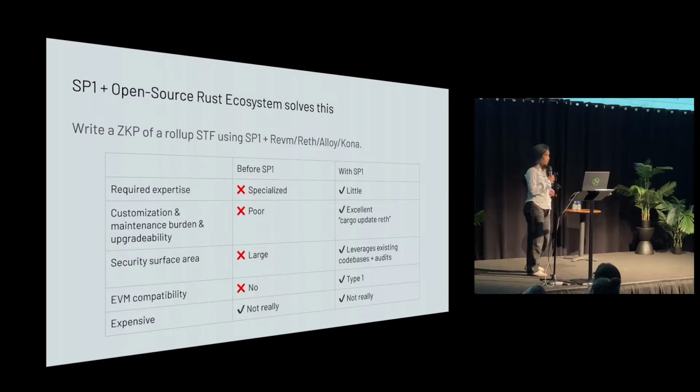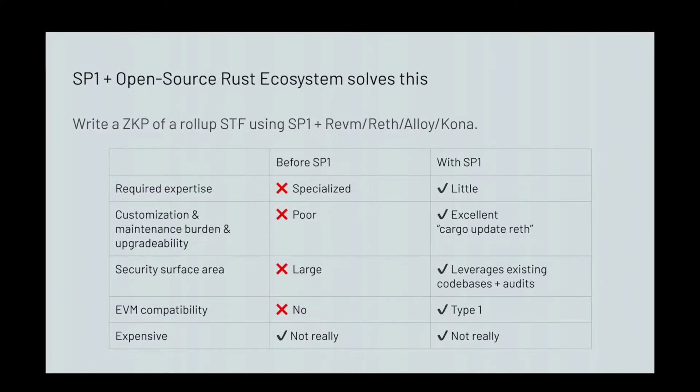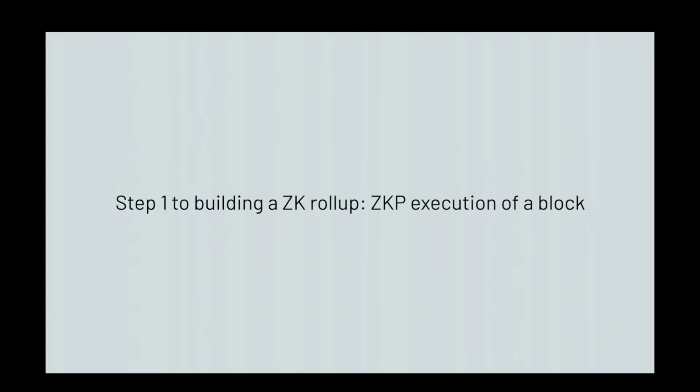It's natively type 1 compatible, because it's using the exact same node software and computation of the state root, and it actually ends up being not that expensive. So this is kind of the dream, and why SP1 will help solve a lot of problems and make ZK rollups really easy and really maintainable. And so now I'm going to talk more about how we actually go through this step by step.